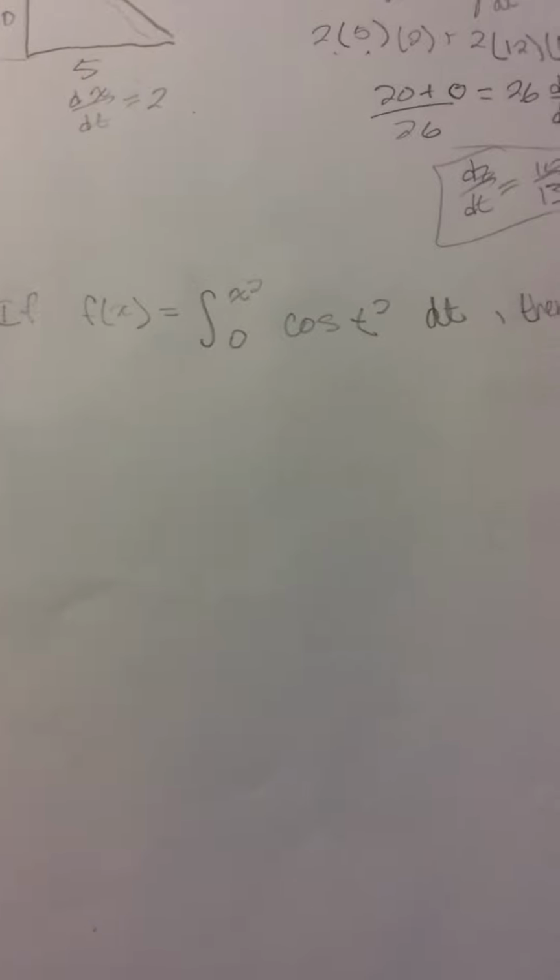Okay, so my fourth question is: if f of x is equal to this equation, then find f prime of x. So you're basically taking the derivative of this. Okay, so first thing that you have to do is, this is a derivative.